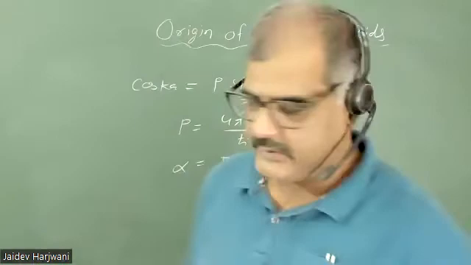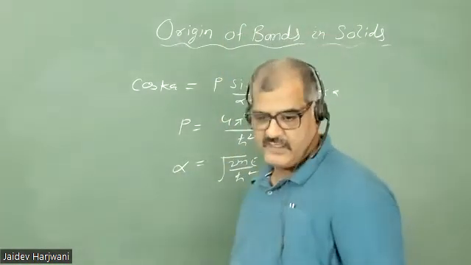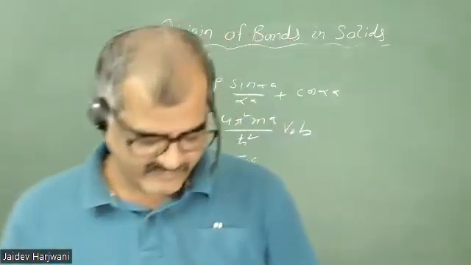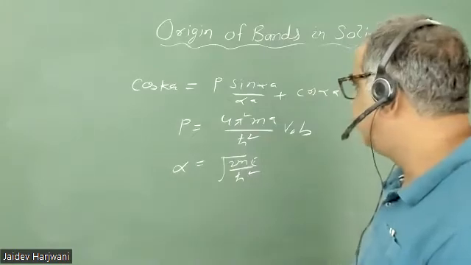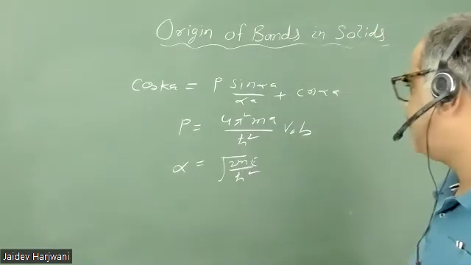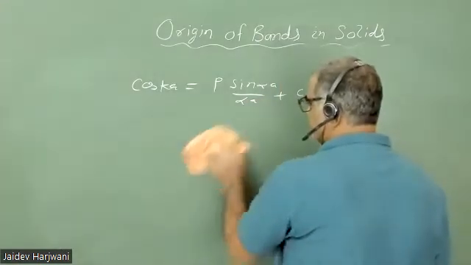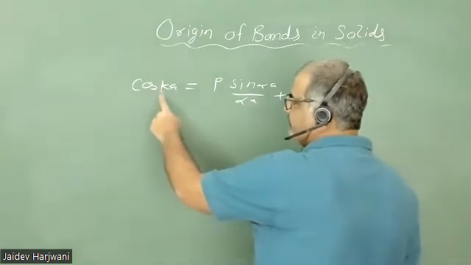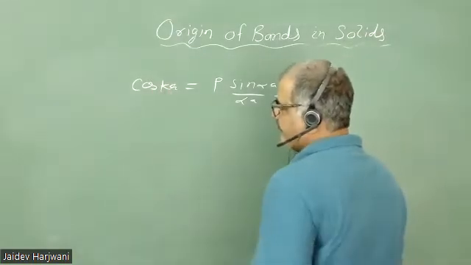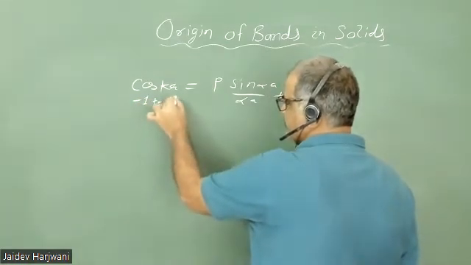So this is my equation. Please note it down, and let us see the features of our graph, what it shows. When I take this expression, one thing is that cos ka can take only values from +1 to -1. So this expression can take values from -1 to +1 only.